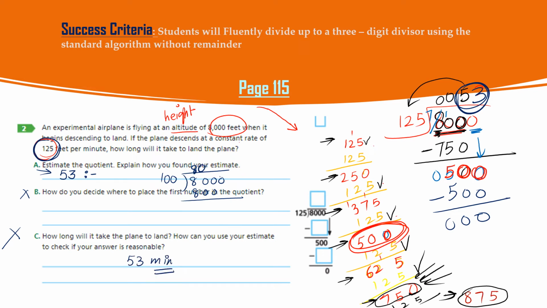How can you use your estimate to check if your answer is reasonable? So look at this. My estimate is 80 and my actual answer is 53. It is close. It's not exactly the same, but they are close. 80 minutes or 53 minutes, that is not too much difference. So my answer is reasonable. Now everything is for your understanding. Only you must know how to divide the answers.